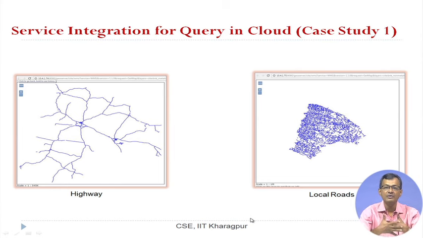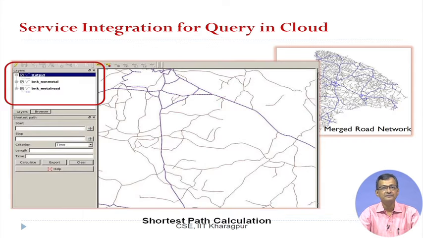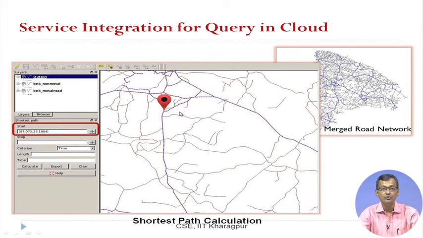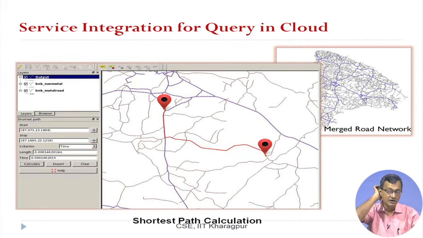On the fly I want to have a processing service which integrates them. Taking these two, I basically have a merged node network, or in other words two road services I am pulling, giving a merged road network with the national highway over it. There we can now query for a shortest path, which takes care of both the national highway and the state highway. If I have two locations and want to find the shortest path, it works on this combined data.